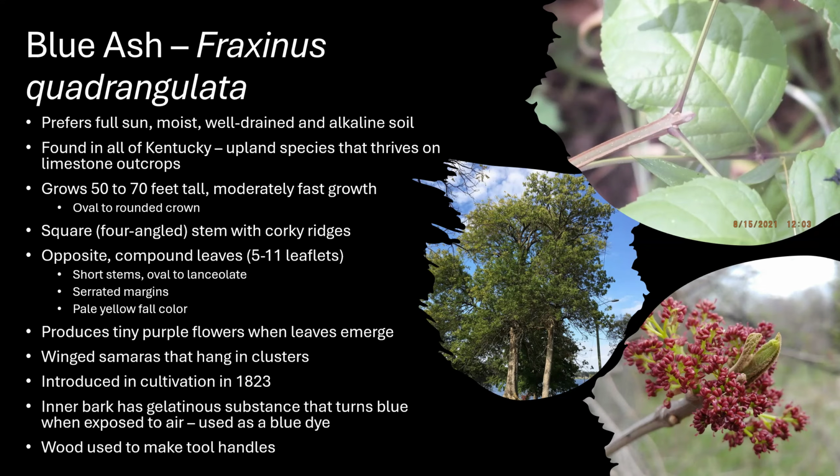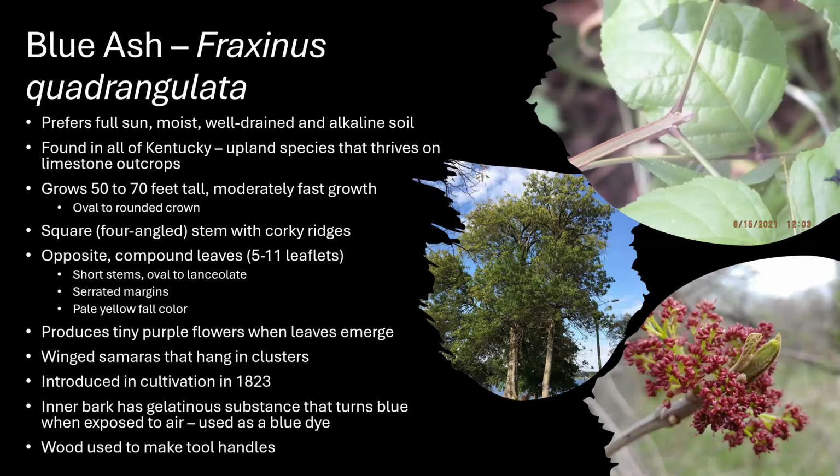it has a square stem, a four-angled stem that has kind of these little ridges on it. And so a lot of times when we think of square stems, we think of the Lamiaceae family, the mint family. But in this case, this is an ash tree that has a square stem, unlike other species. So you can easily identify the tree, especially if you are up close to it, by its square stems. So that's kind of where it gets its scientific name from.